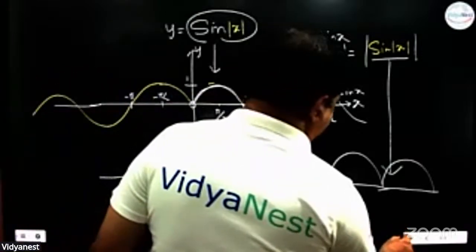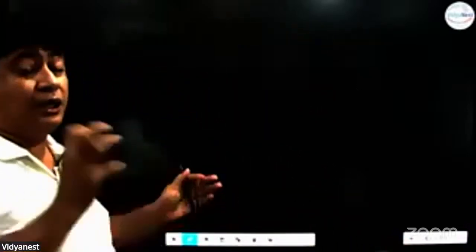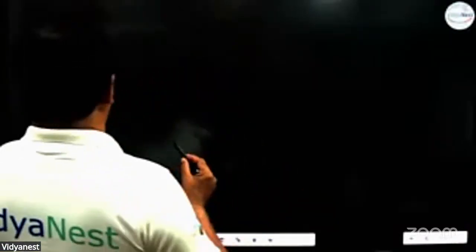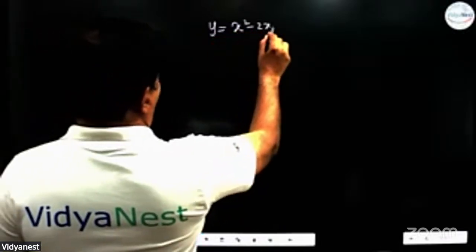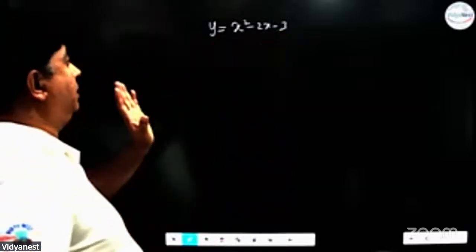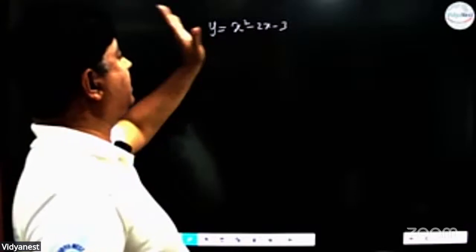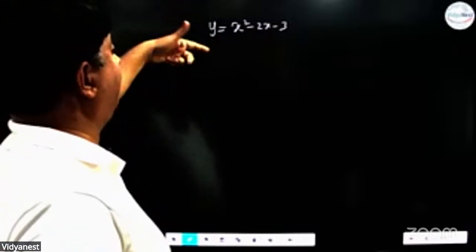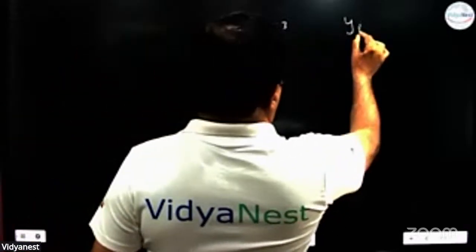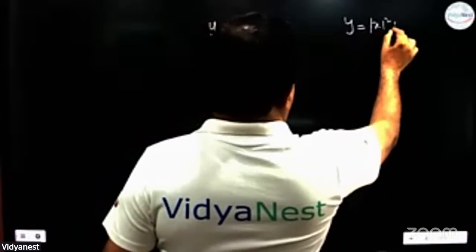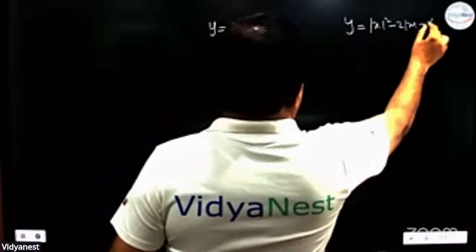Similarly, another interesting graph. Unless and until you get a grip on graphs, you can hardly make a dent in the field of mathematics. Suppose you have x square minus 2x minus 3. See how gradually we can introduce mod of x, then mod of y. First, we have to draw mod x square minus 2 mod x minus 3, whole mod.